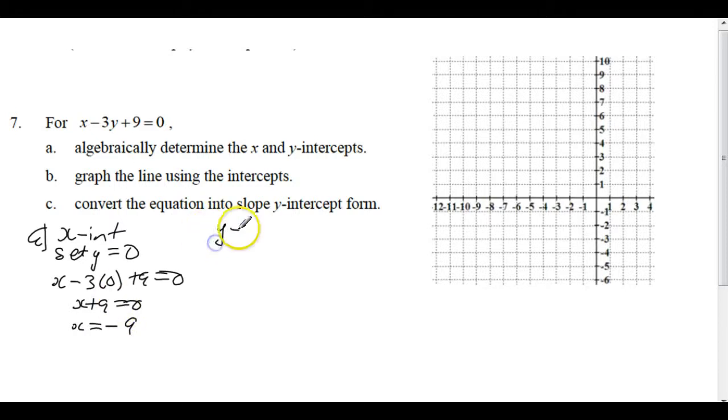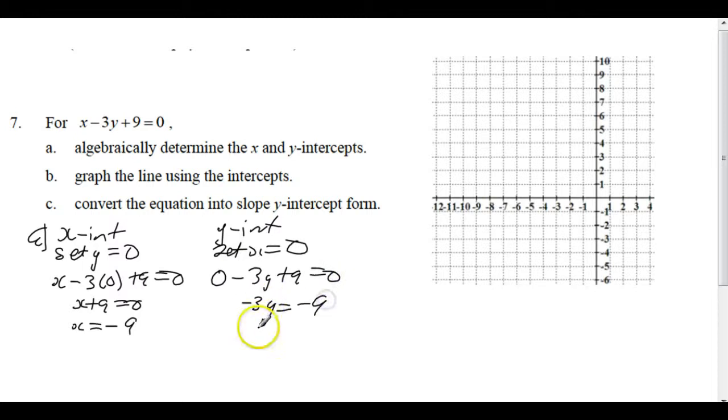And the y-intercept, you set x equal to 0. So 0 minus 3y plus 9 equals 0. Negative 3y equals negative 9, and y is equal to 3. Graph the line using the intercept. So the y value is 3. The x value is negative 9.